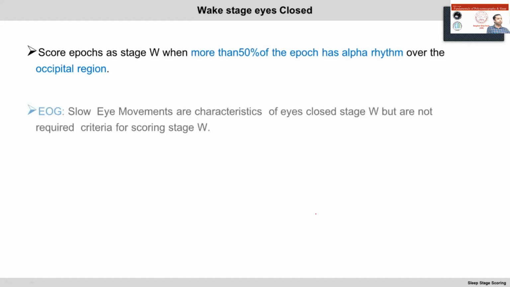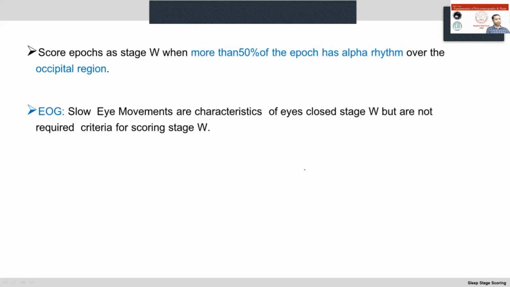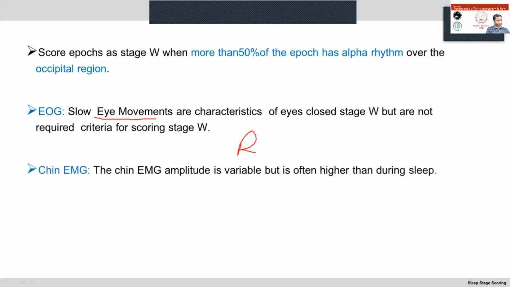Okay. So how does the EOG look during that time? Even with eyes closed, the person is awake. So slow eye movements may be present, or mainly rapid eye movements may also be present. But these are not required criteria for scoring a stage. And for the chin EMG, the amplitude is variable but often higher than during sleep. EMG in sleep is always lower than the EMG when the person is awake.